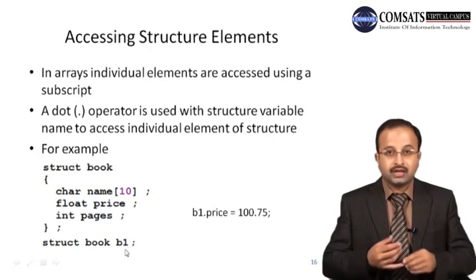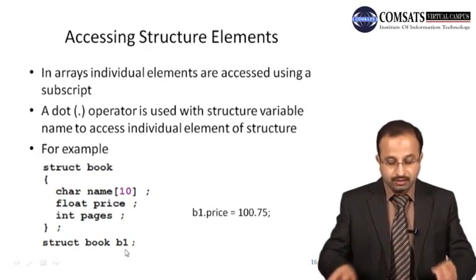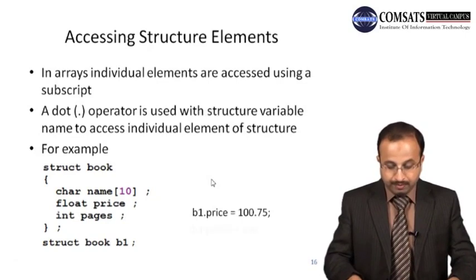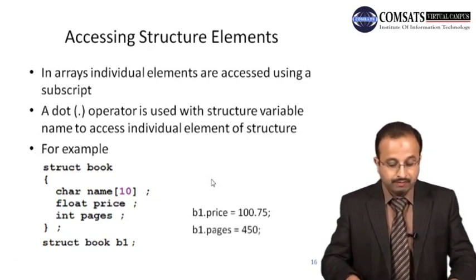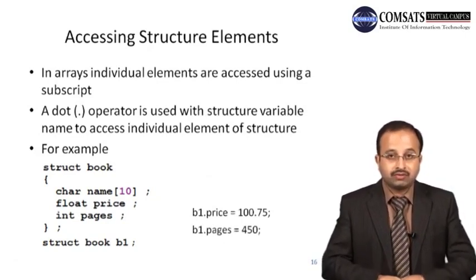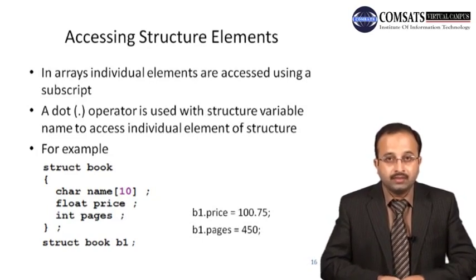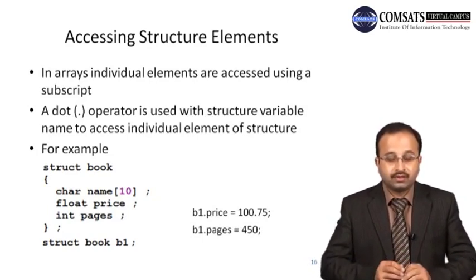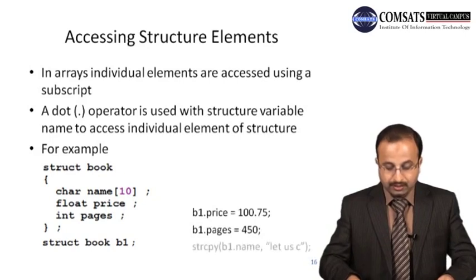So which elements does the b1 structure have? Name, price, and pages. So b1 dot price, b1 dot pages. Now if you want to assign a value to name, since name is a string, you cannot write name is equal to and some value in double quotes. No, you have to do it like this.